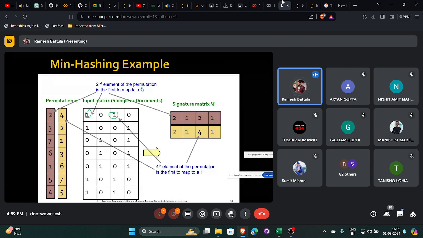Now you need to observe. The fourth element of the permutation is the first to map to a 1. Here, the first element we mapped to the first one. Here, we go for the fourth element, 4, that one. The fourth element of the permutation is the first to map to a 1. And we are doing this for this particular row only, the first row only. We are not doing it for the other rows. Please remember, for the signature matrix we are computing for the first row only.